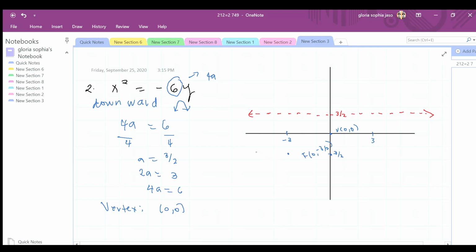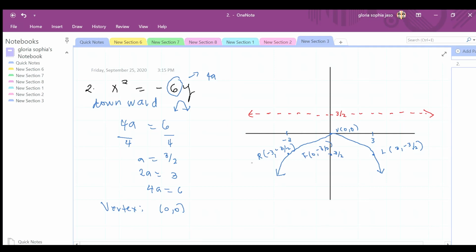Okay, so here, let's name the coordinates. So negative 3, negative 3 over 2. And here, we name L and R for the endpoints of our latus rectum. But you can use any letter. I'm just using L and R so that it will be near the letter starting with latus rectum. So the coordinates here are 3, negative 3 over 2. Okay, so now we can trace our parabola. It might not be perfect.